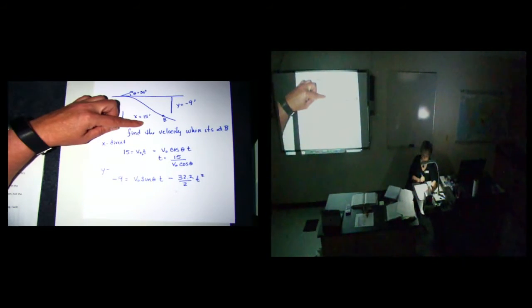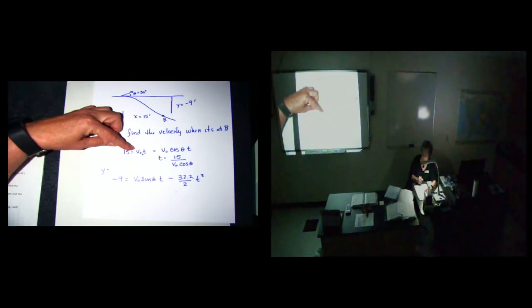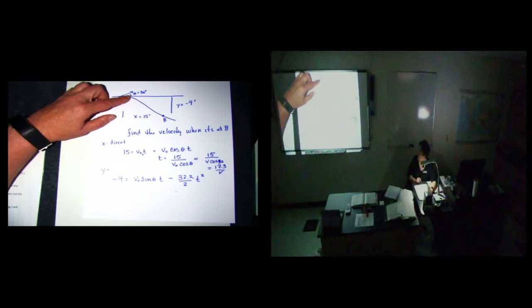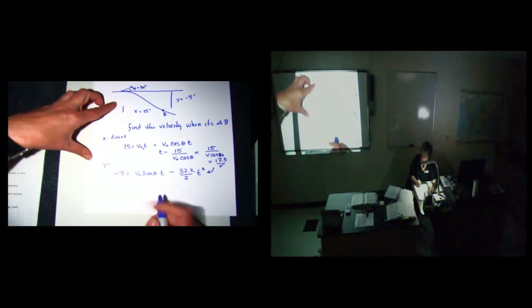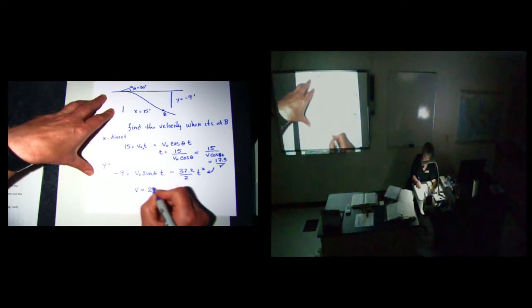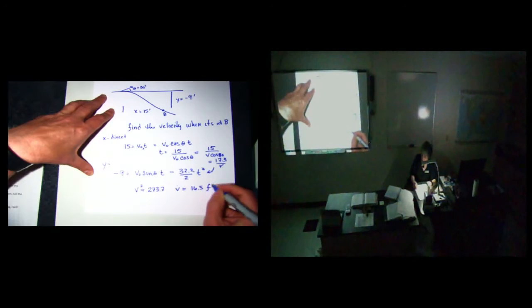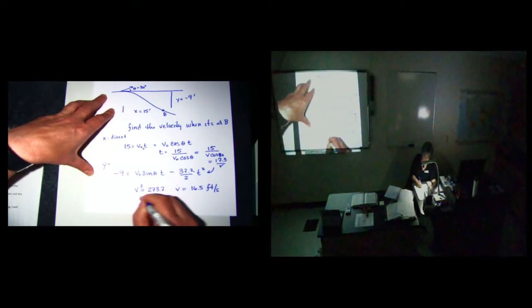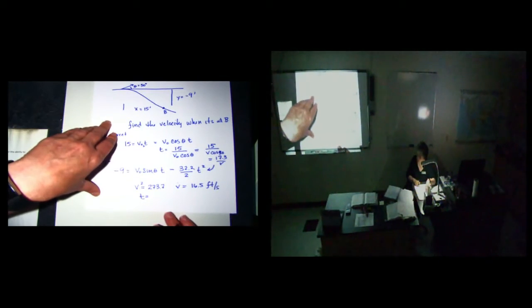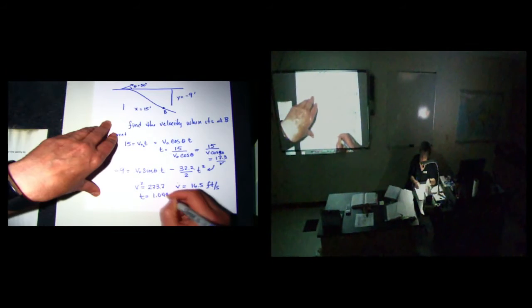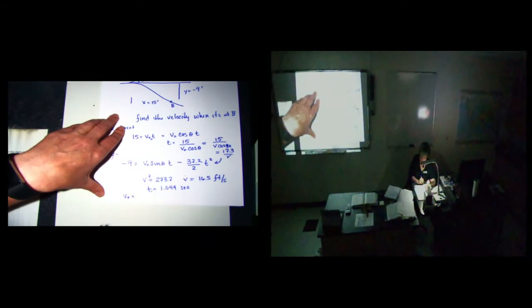So I can get my Vx, which is going to be my 16.5 cosine of my 30 degrees. It's going to give me my 14.3 feet per second. I can go back in and solve for my V. Let's do the Vy one. Vy at B is going to equal V naught y minus 32.2 times time. And that's going to ultimately get me minus 25.5 feet per second.